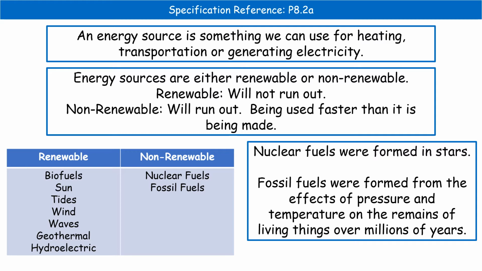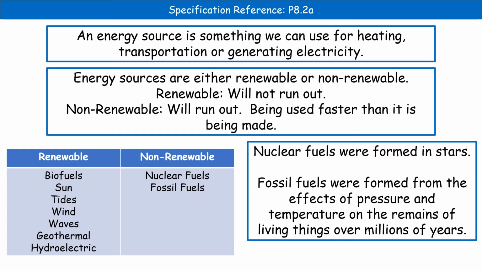If we're asked what does renewable mean, that means it will not run out. Please don't use other random phrases. Will not run out is what you want to say here. If we talk non-renewable, it's the opposite. These will run out. And the reason for that is that we are using them at a faster rate than they are being made.